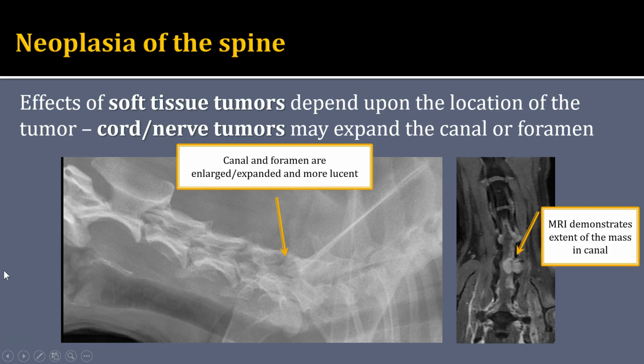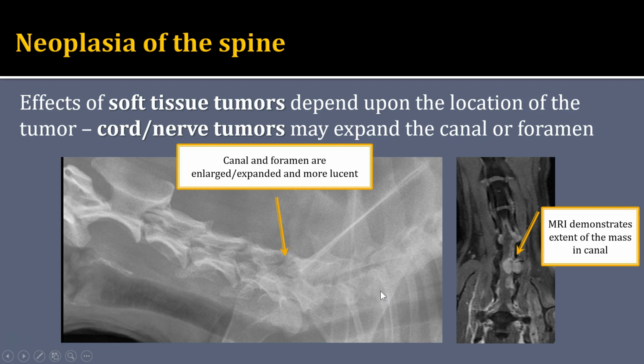We can also have soft tissue tumors of the cord or the nerve roots, and the effects of those soft tissue tumors will depend upon the location of the tumor. Oftentimes we don't see anything on radiographs, but if a cord or a nerve tumor gets large enough, it may actually cause some expansion of the vertebral canal or the foramen.